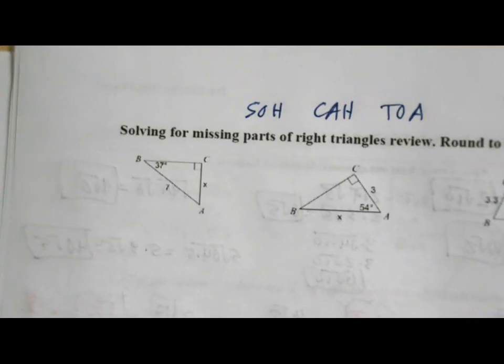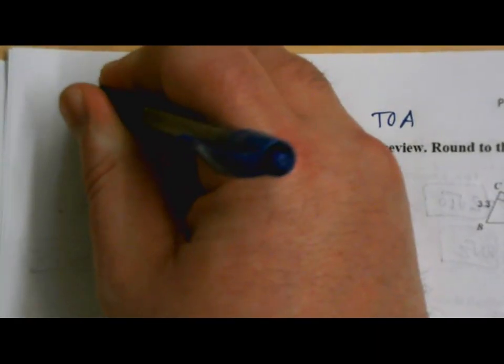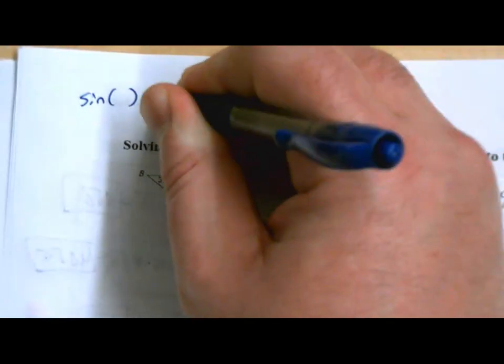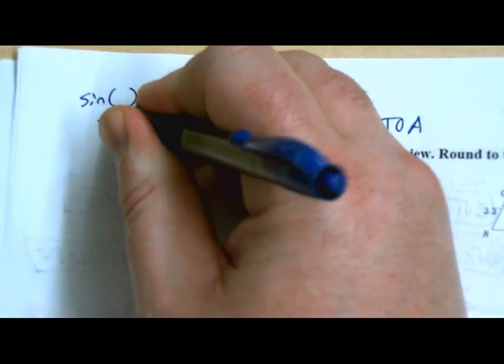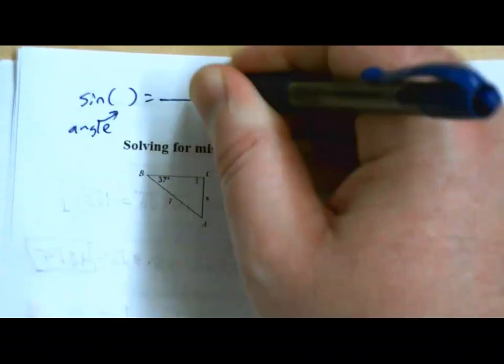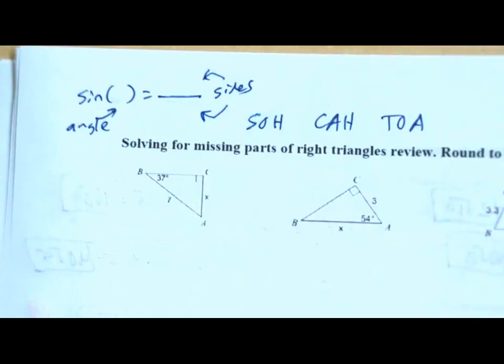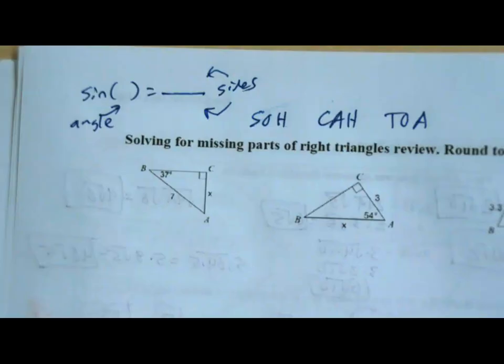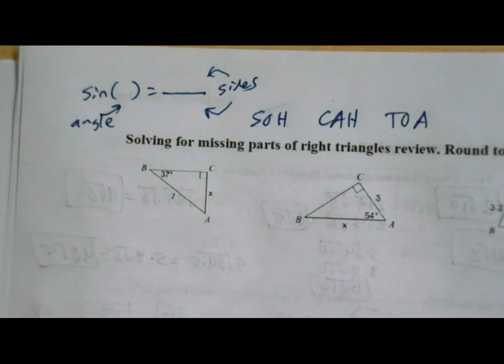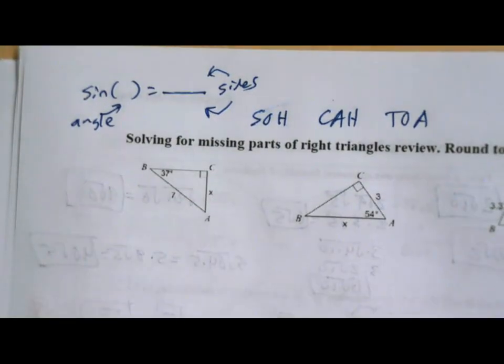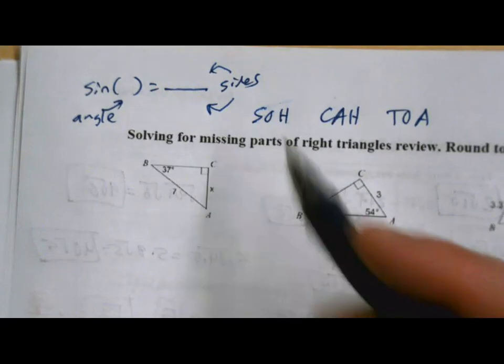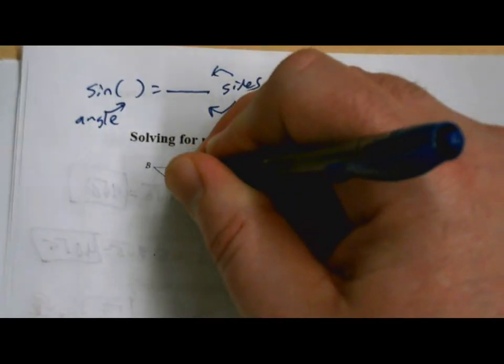And I also want to remind you that when you write a trig equation, you are always going to have an angle and 2 sides. And the sides always go into the fraction, and the angle goes into the trig function. So I'm going to try and write an equation that has the values 37, 7, and x in it someplace. And it's going to be a SOHCAHTOA equation.